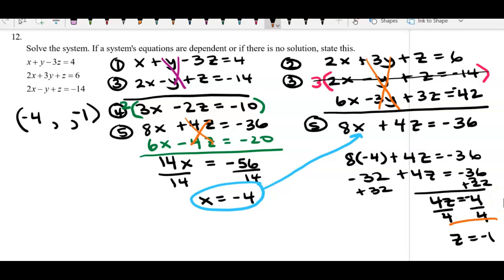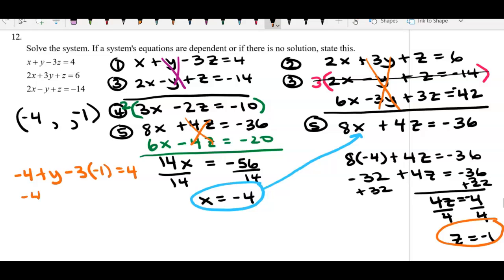And then how can I use this one? So I know what x is, I know what z is. How do I find y? Can plug it into the very first one. Yeah, that one looks the easiest, I think. Let's plug it into equation 1. So x is -4, y is what I don't know, then -3 times z. I found z to be -1, so let's put that in there, and equals 4.